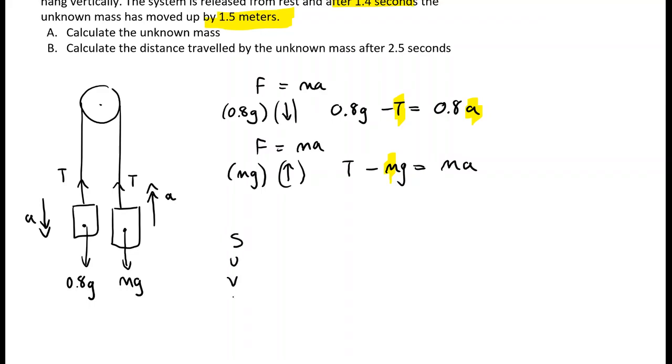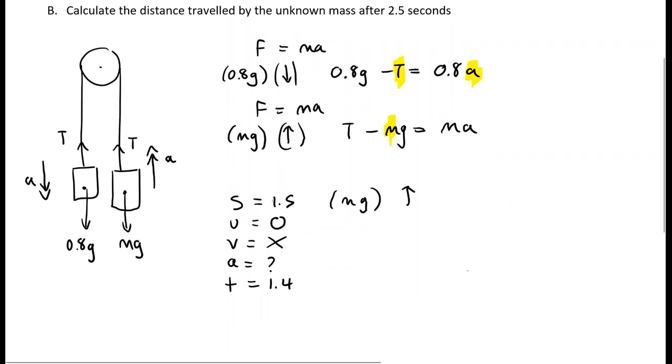So lay SUVAT out. The system is released from rest, so u is 0. v, the final velocity, we don't know and aren't asked about. a would be helpful. It would reduce one of the unknowns in the 2 equations here and here. The time, we are told, after 1.4 seconds, and the distance covered in that time is 1.5. We're applying this to the lighter mass, mg, and we're taking up to be positive.